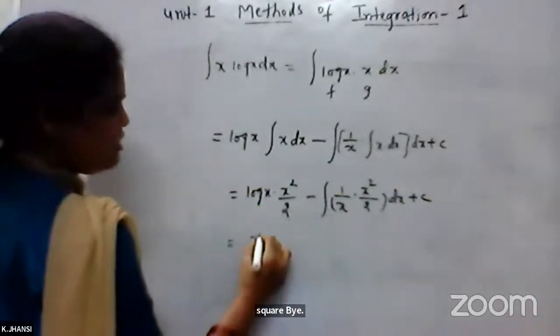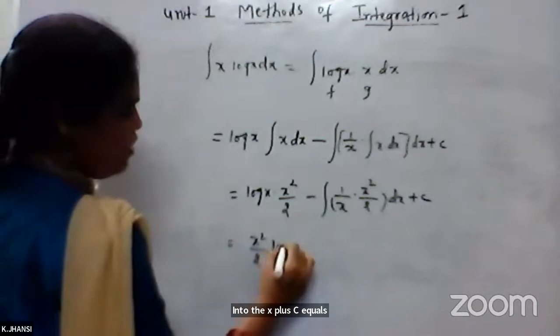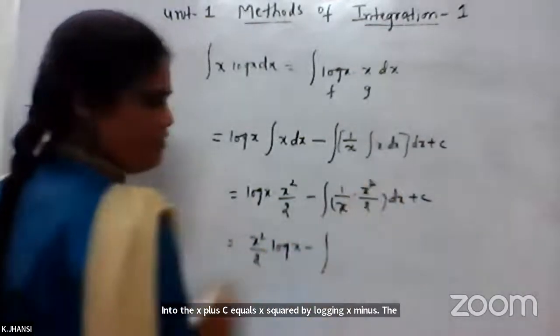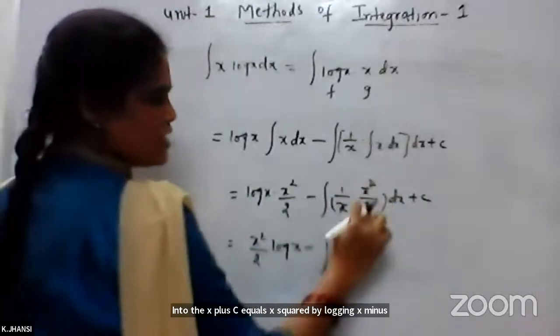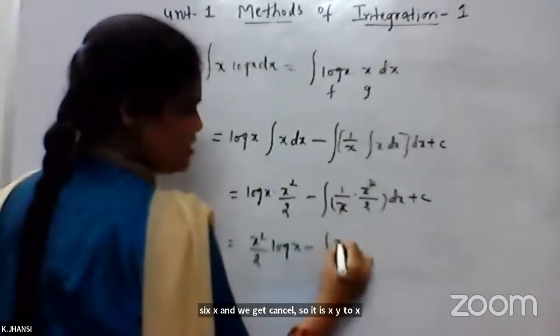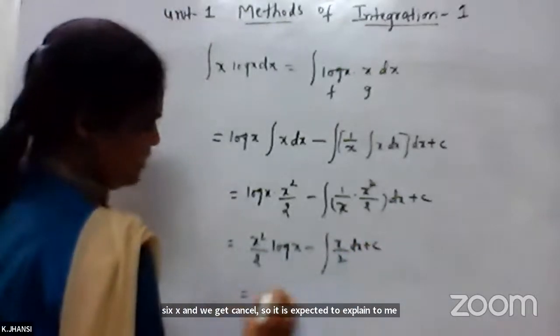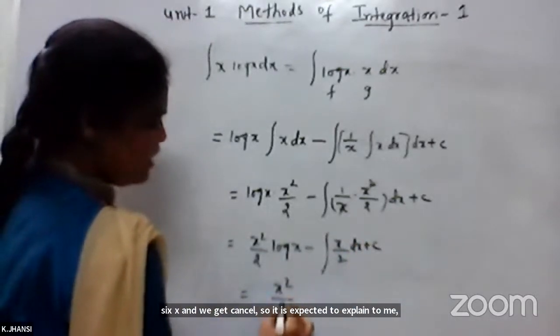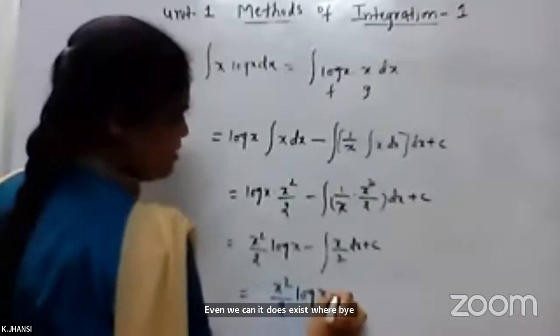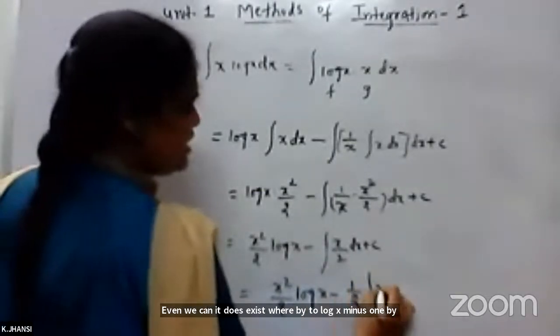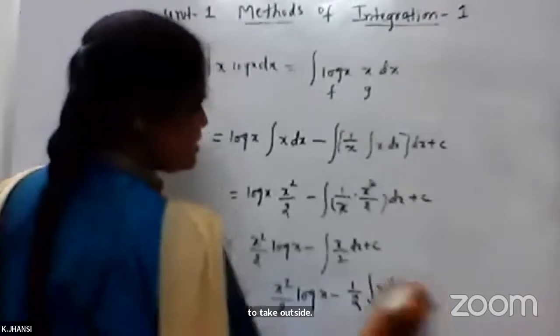So it is equals to x square by 2 log x minus, this x and x will get cancel. So it is x by 2 into dx plus c. Even we can write it as x square by 2 log x minus 1 by 2 you take outside, that is integration of x dx plus c.